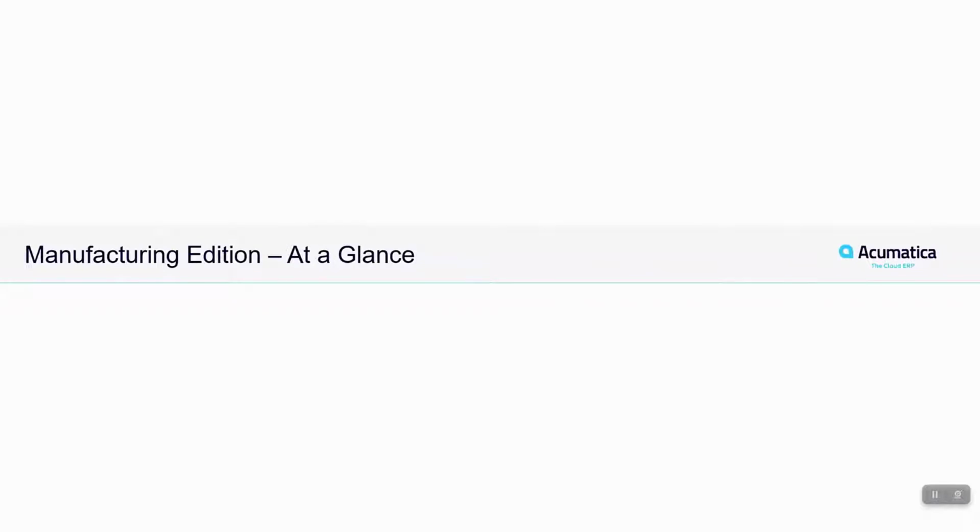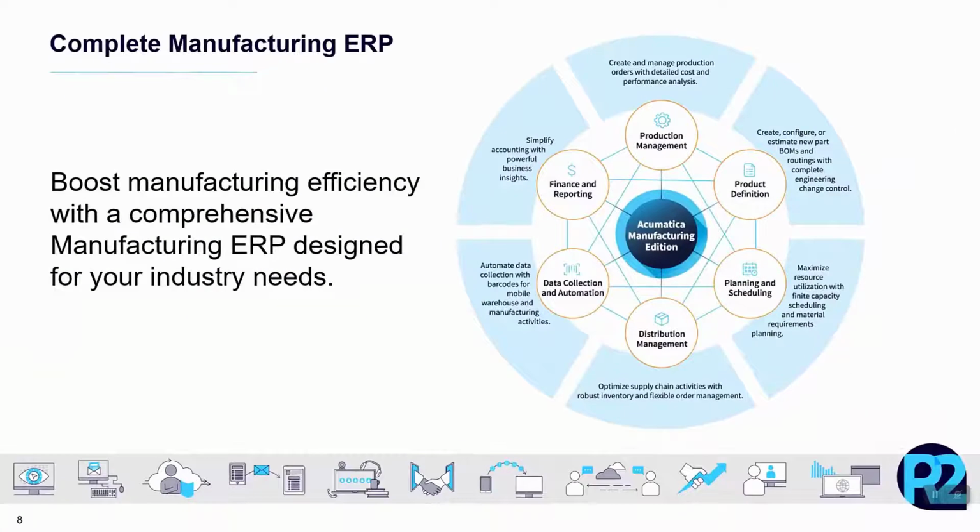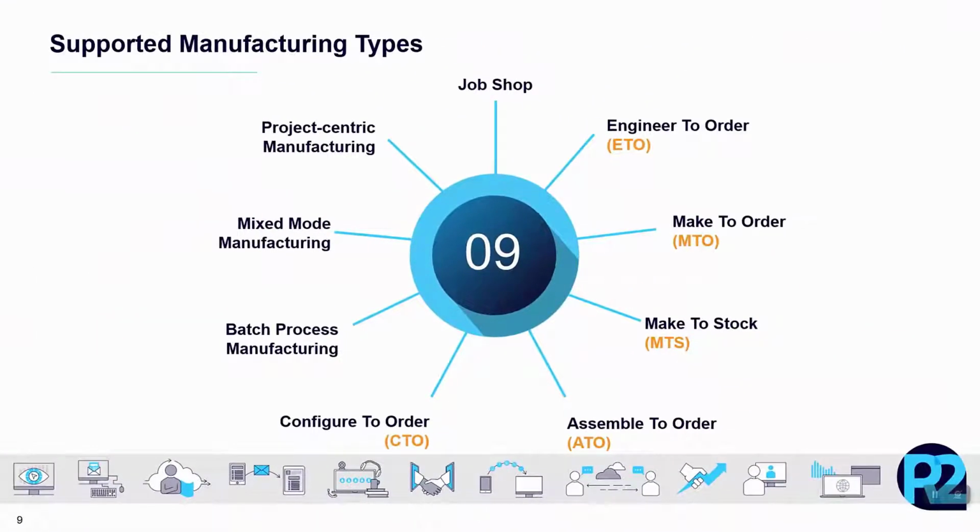We'll begin our presentation with an introduction to the Manufacturing Edition. Acumatica Manufacturing Edition provides manufacturing depth with an extensive suite of connected manufacturing business applications for production, estimating, engineering, material planning, scheduling, and product configuration. But the Manufacturing Edition doesn't stop with just manufacturing capabilities. The Manufacturing Edition allows you to manage your entire business with inventory and order management, data collection, finance, and document management. Acumatica's Manufacturing Edition is an ERP that supports multiple types of manufacturing.